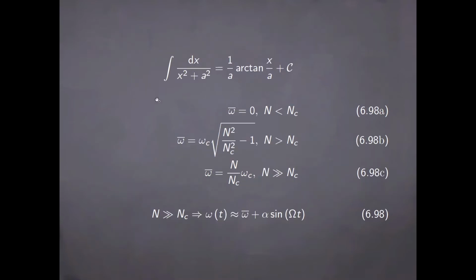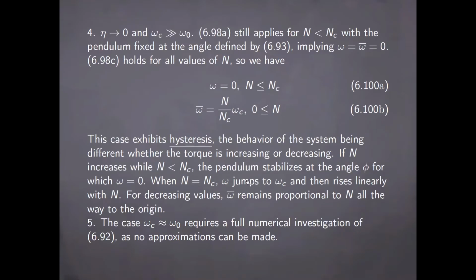698C, the result here, is still going to hold for all values of the driving torque. So we have these two cases. Omega is 0 when the driving torque is smaller than the critical value, but also the average of omega is equal to the result here for an arbitrary positive torque. So what we are seeing is the phenomenon of hysteresis, the behavior of the system being different whether the torque is increasing or decreasing.